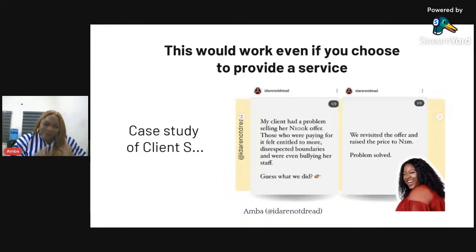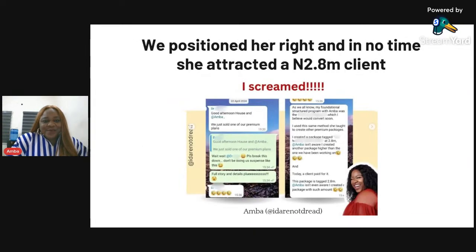Don't worry. I was confident, very confident. Don't fear. Allow me help you. See, that's what you came for. So next thing we know, we positioned her right, and in no time, she attracted a client of 2.8M, not even the 2M. Let's hear the story. She comes and she says, good afternoon, House and Amber. We just sold one of our premium plans. And then she now goes, I say, come back. Wait, please break this down. Don't be giving us suspense like that.